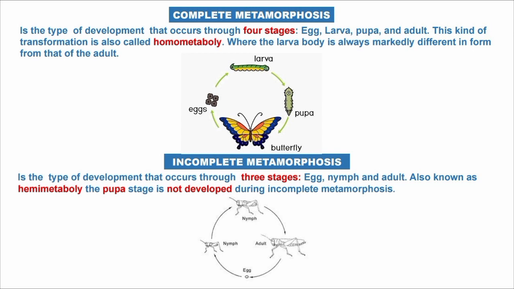When we talk about incomplete metamorphosis, it is a type of development that occurs through 3 stages: egg, nymph, and adult, also known as hemimetabole. Sorry for my pronunciation. In this type, the pupa stage is not developed, which means there is absence of pupa in incomplete metamorphosis. As you can see here, there is an egg, a small nymph, and a big nymph. Then it will turn into an adult.